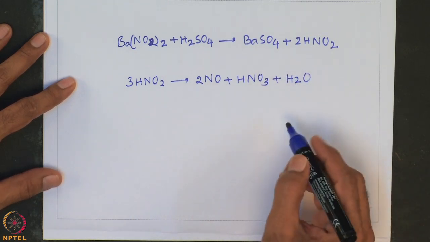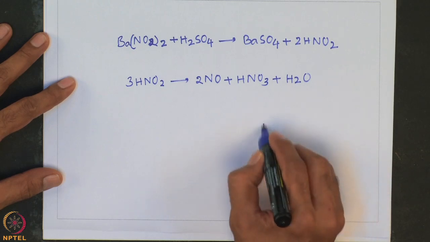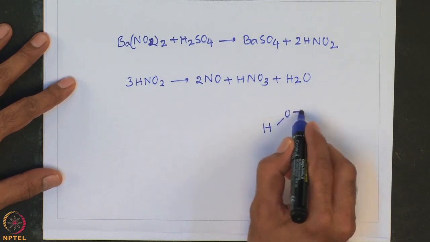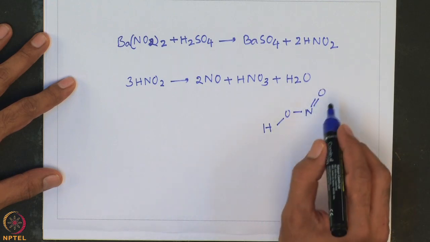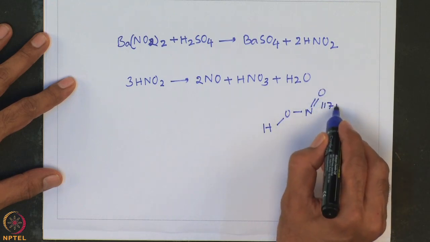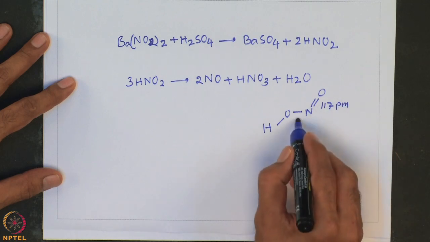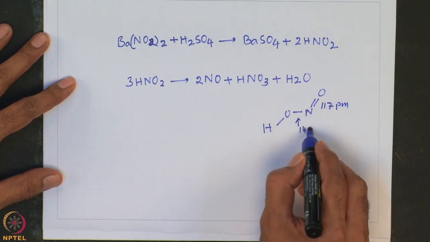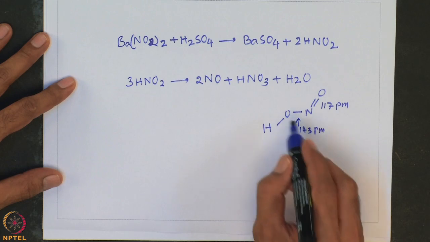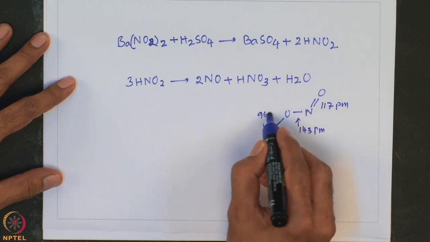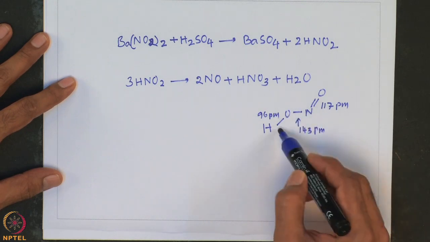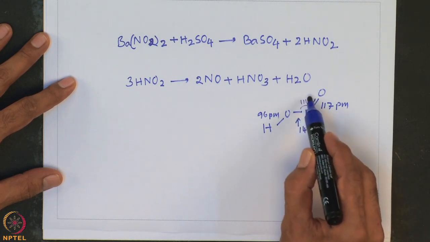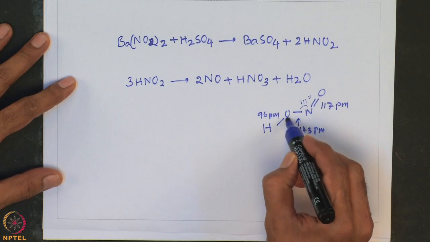Okay. And if you are curious to know the structure, this is how it looks like. Okay. And this is 117 picometer, and this is 143 picometer, and OH bond distance is 96 picometer. Okay. And whereas this angle is 111, whereas this angle is 102.